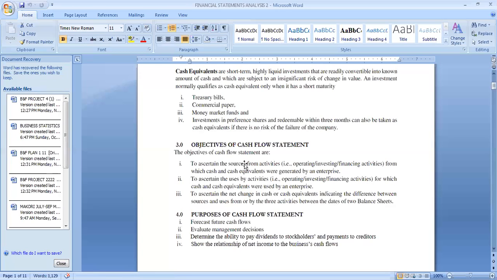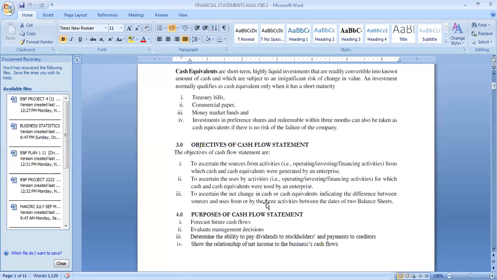So another objective of the cash flow statement is to ascertain the uses by activities, and also to ascertain the sources of finances and the expenditures. Then to ascertain the uses by activities, the same case, and to ascertain the change in cash.